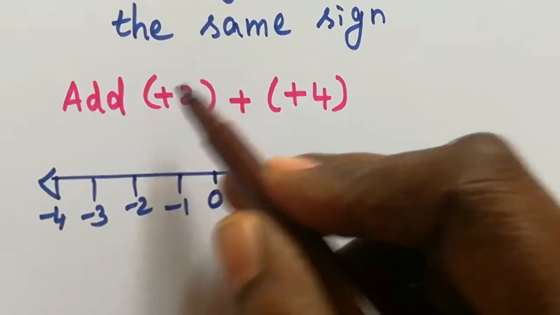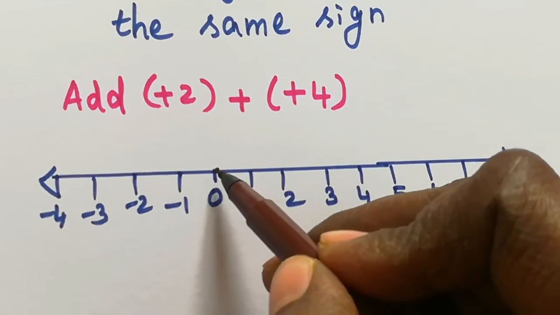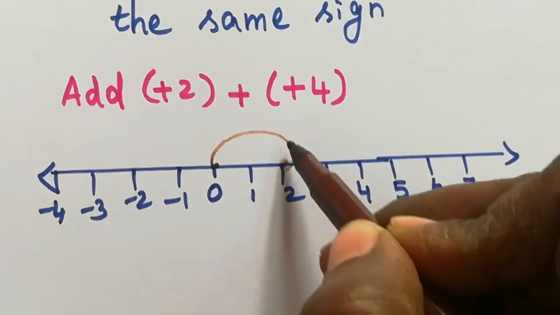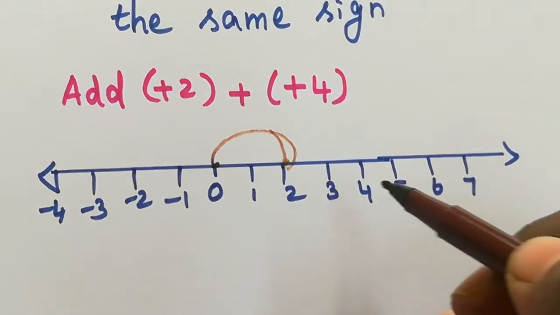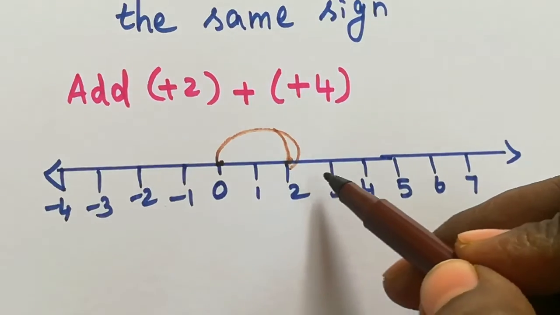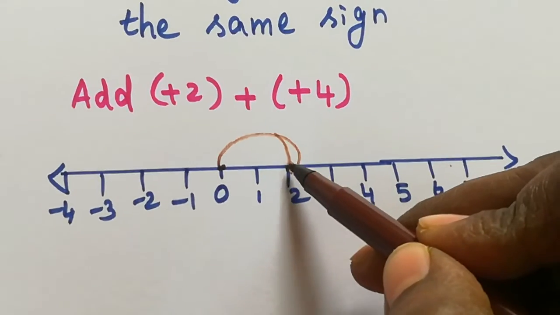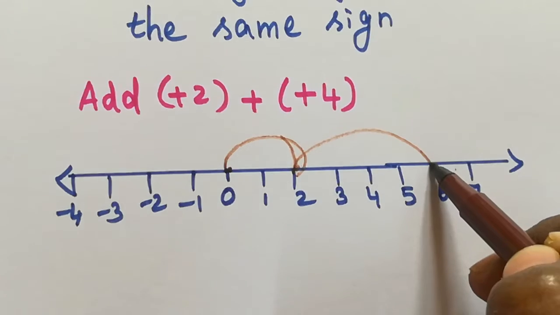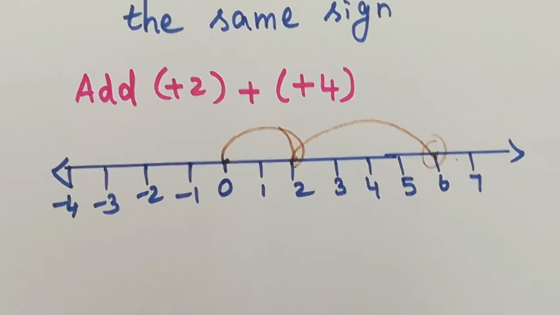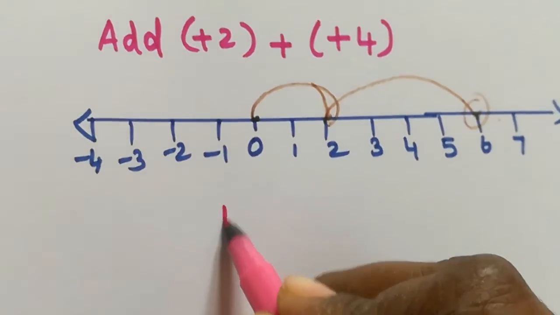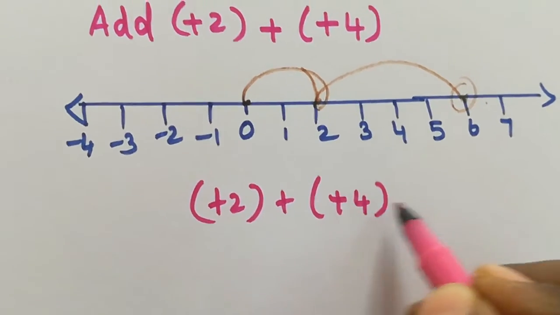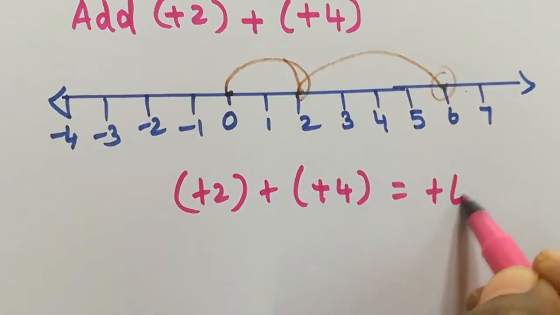So, we start from 0. You have to move 2 places here. So, from 2, we have to add 4 steps, isn't it? So, 1, 2, 3, 4. So, we meet at 6. So, the answer is plus 6. So, plus 2 plus 4 is equal to plus 6.